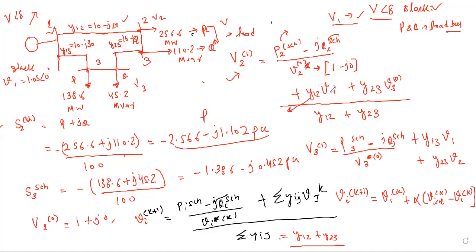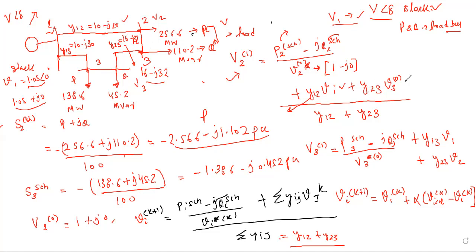After that, vi is already given here. It is 1.05 plus j0. Okay, vi is given, so the vi value can be put. Then y23 is between y2 and 3. I'll write y23 here as 16 minus j32. So you can put the 16 minus j32.